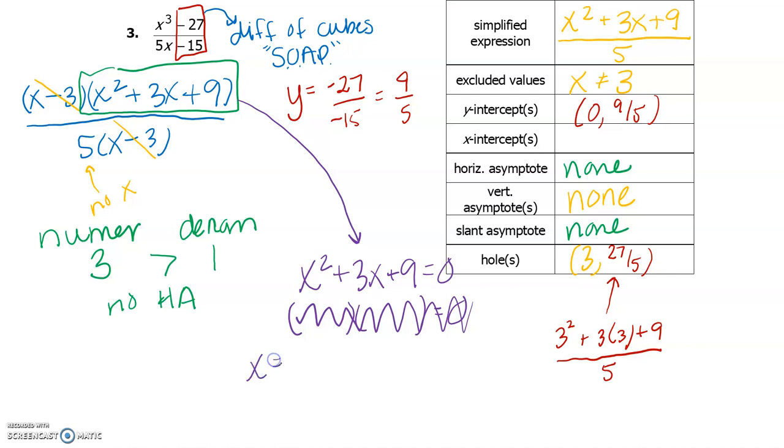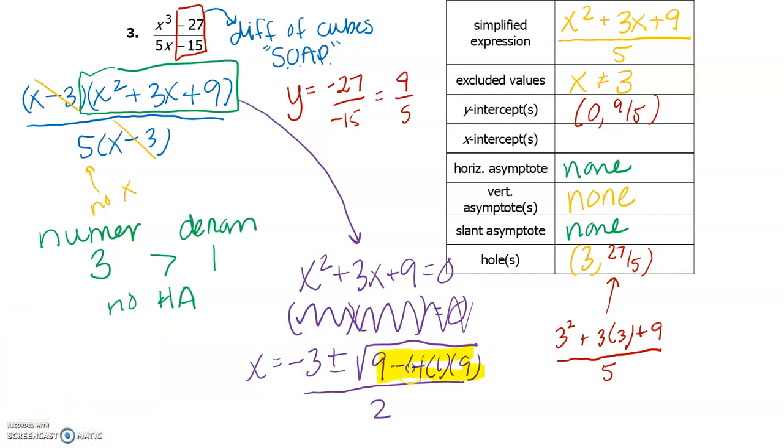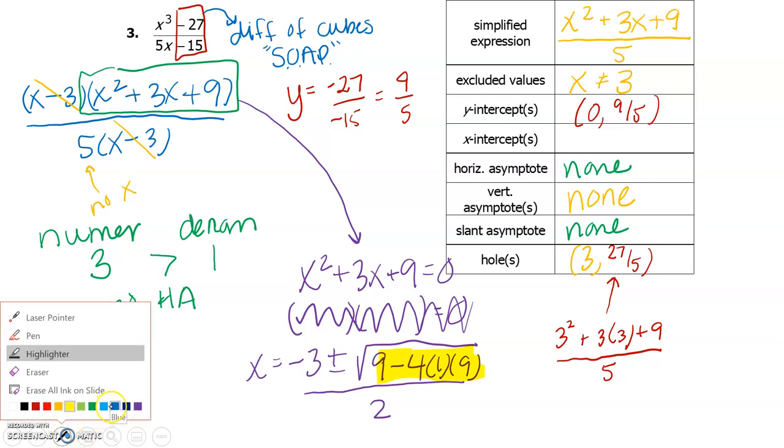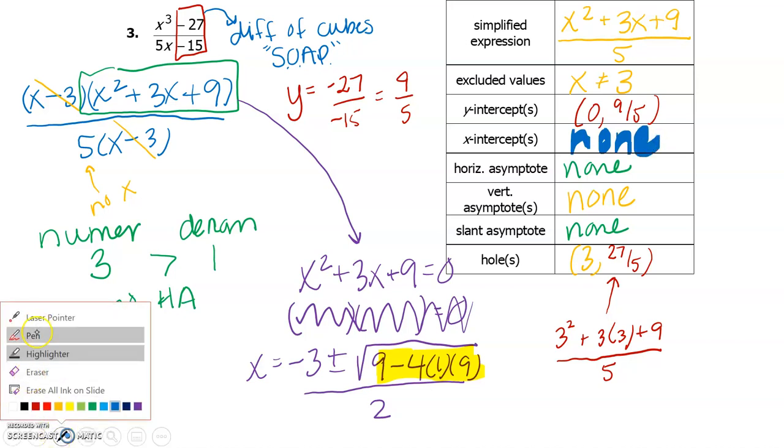We could try the quadratic formula. Negative b plus or minus the square root of b squared minus 4ac all over 2 times a. But we do notice when we're looking at this that this is a negative value, so there are no x-intercepts either, no real numbers at least. So there's also none when it comes to the x-intercepts.